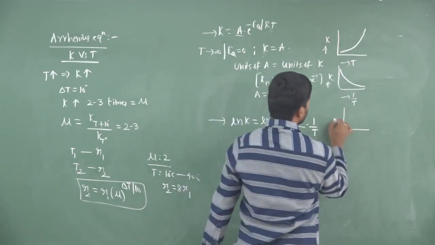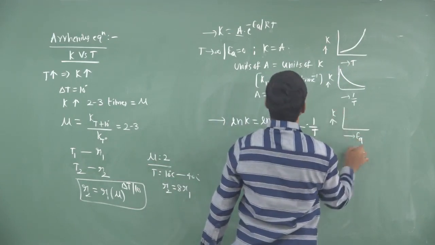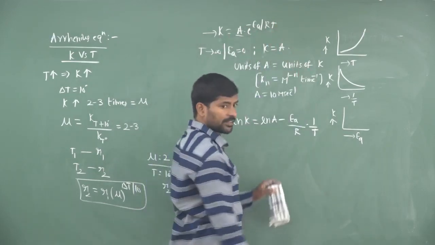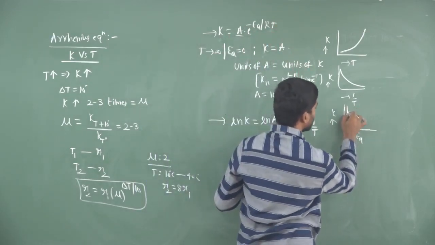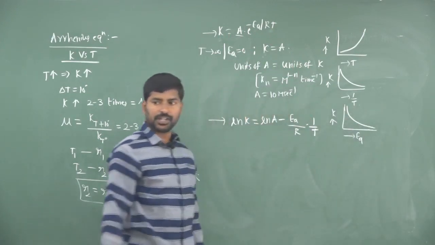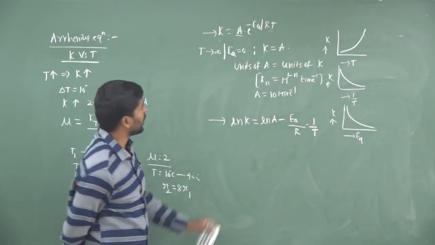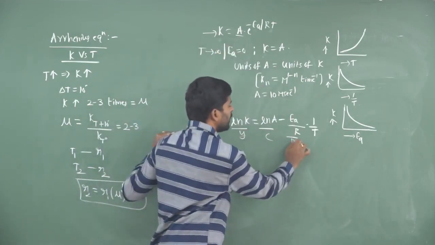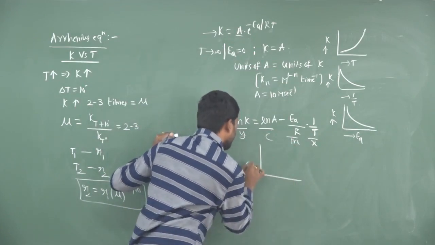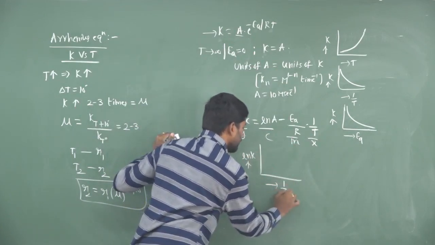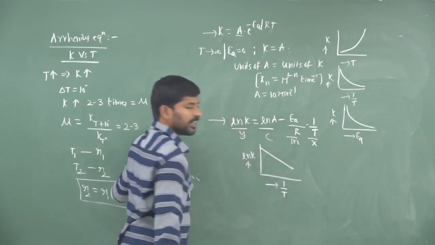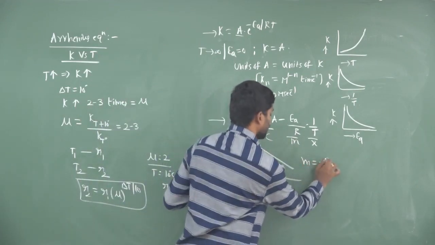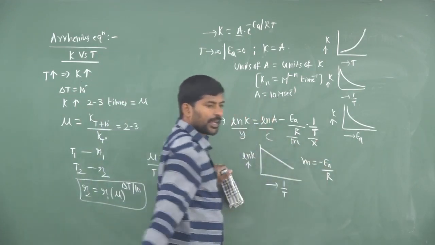And if you plot a graph between K and activation energy for a given reaction at a given temperature, as activation energy increases, what happens to the rate of reaction? It decreases exponentially. And this is in the form of y is equal to C plus mx. So if you plot ln K versus 1 by T, we get a straight line with a negative slope, where slope is equal to minus Ea by R. So from the slope we can calculate activation energy.